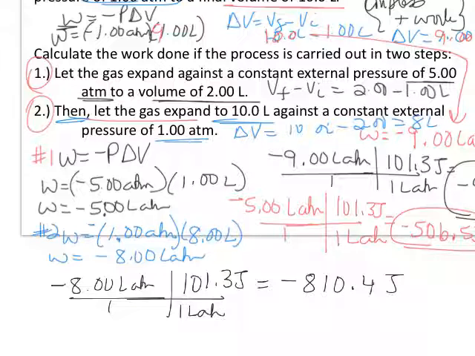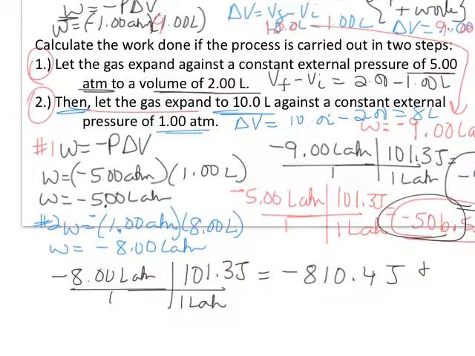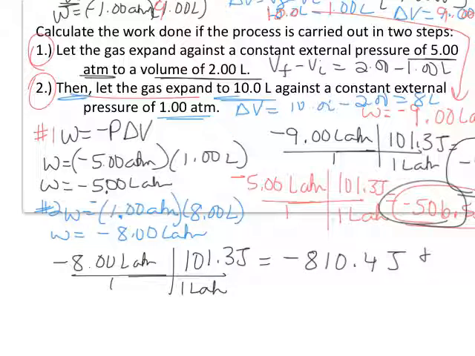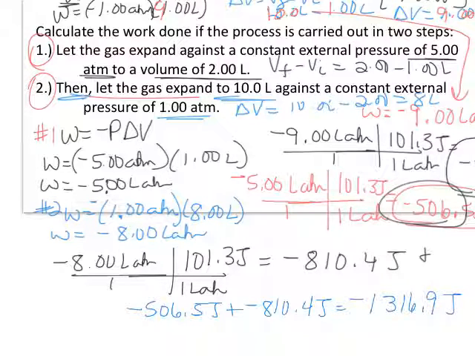That's negative 810 joules. And if we add this with our work number 1, because we've got to add it together to get our overall if it's done in 2 steps, so negative 506.5 joules plus negative 810.4 joules equals negative 1316.9 joules. Now, the point of this exercise is to compare.